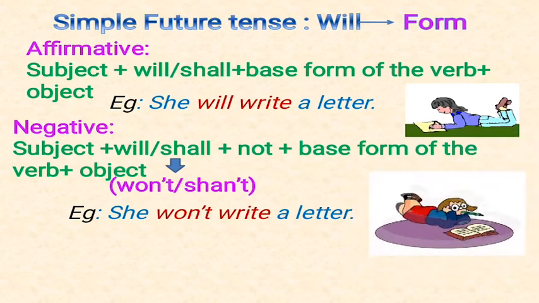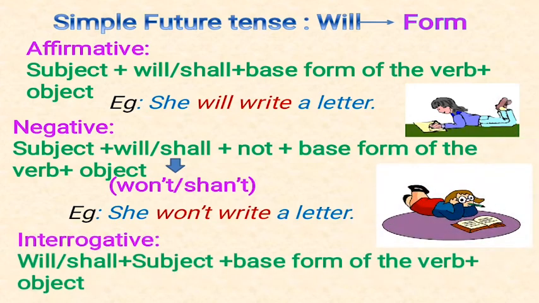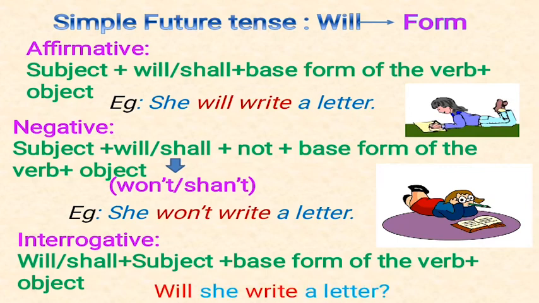Let's talk about an interrogative sentence. Will or shall plus subject plus base form of the verb plus object followed by a question mark because it is an interrogative sentence. Will she write a letter? Will she write? This is the interrogative form of the simple future tense.